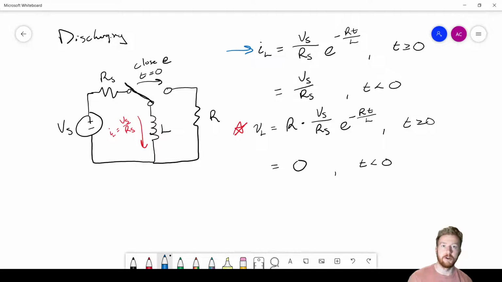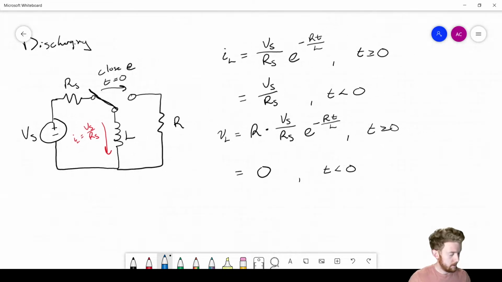So the voltage across that resistor R is just going to be Ohm's law. V is equal to I times R. So we know I because that's given here. All we have to do is multiply that by R, and that will give us the voltage across the inductor. Okay? So that's how we got that VL equation. And it's pretty simple. It's pretty easy to see why we got that.